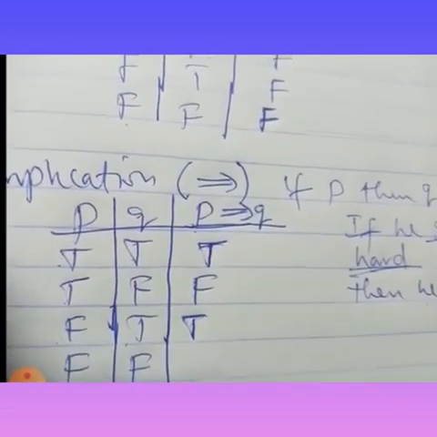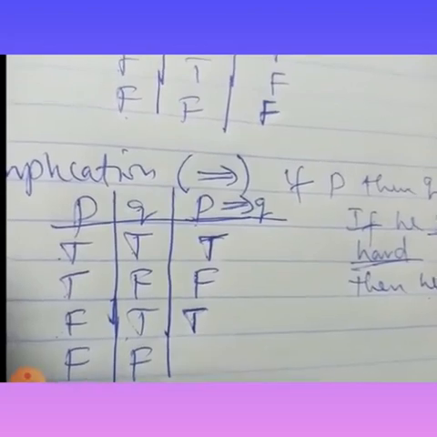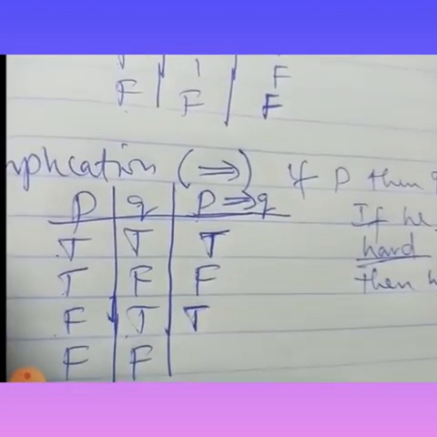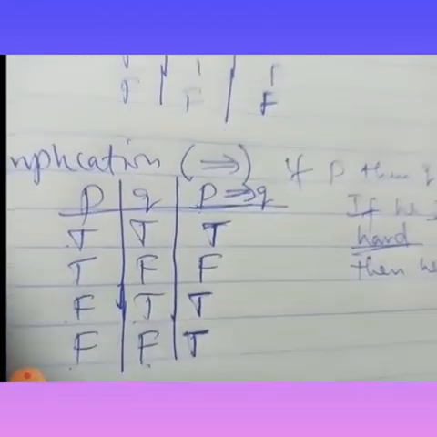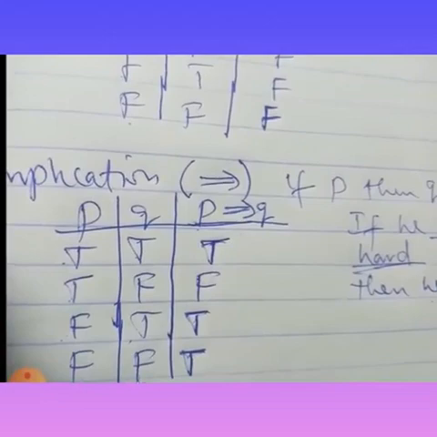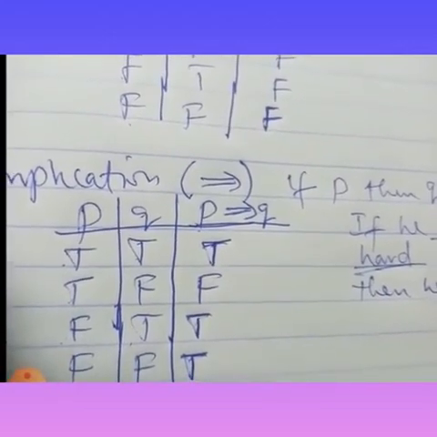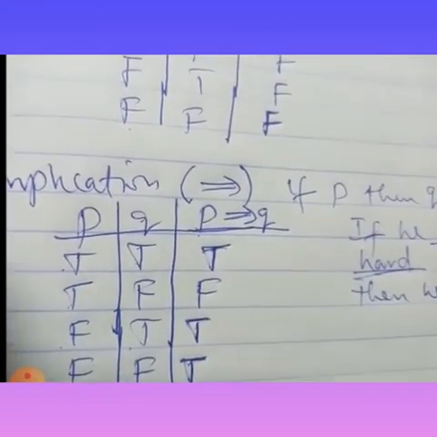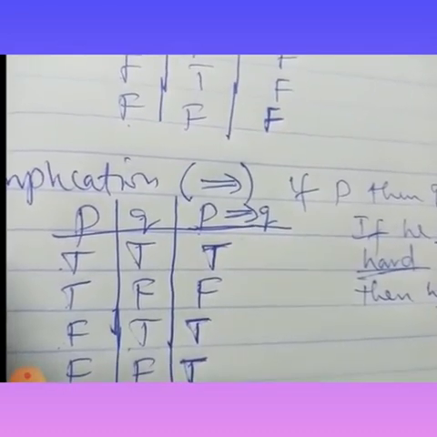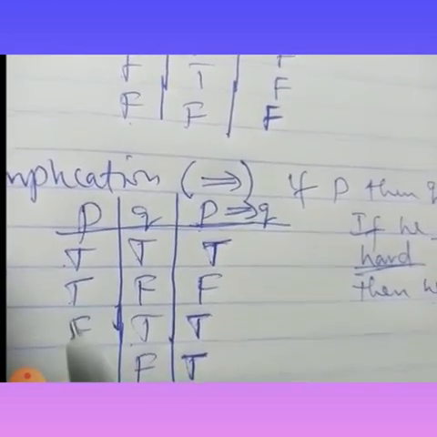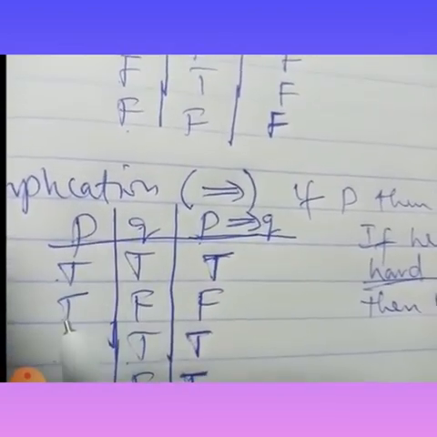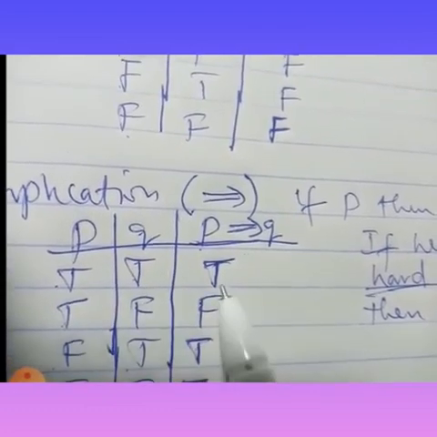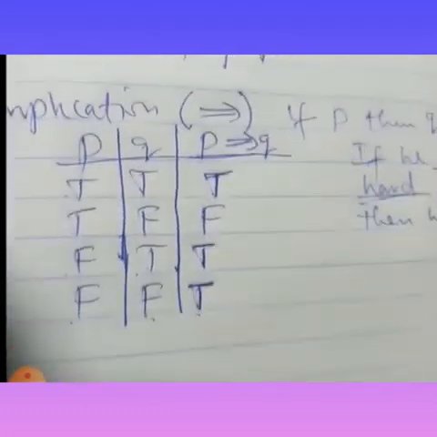Then the next one, which is false. He did not study hard and he did not pass. So the end result will be true. He did not study hard and he did not pass. So there is no problem with that. The end result is true. So the only condition for us to have false is when the consequent is false and the antecedent is true. Every other case we have true. So I believe you rewatch so that you understand better.